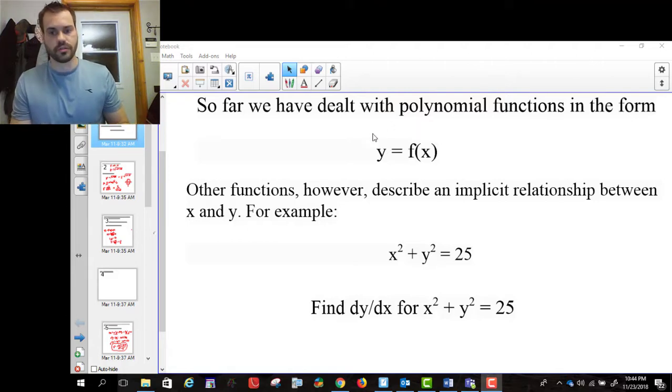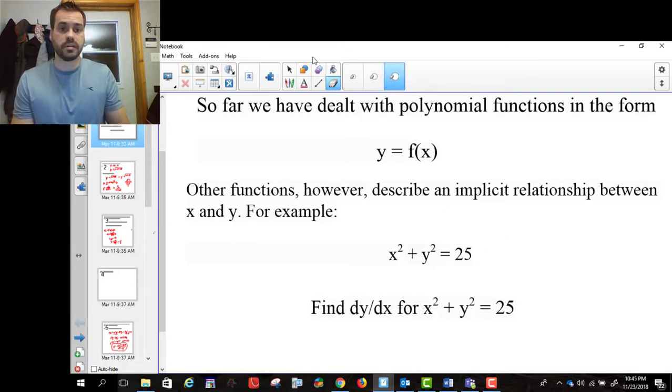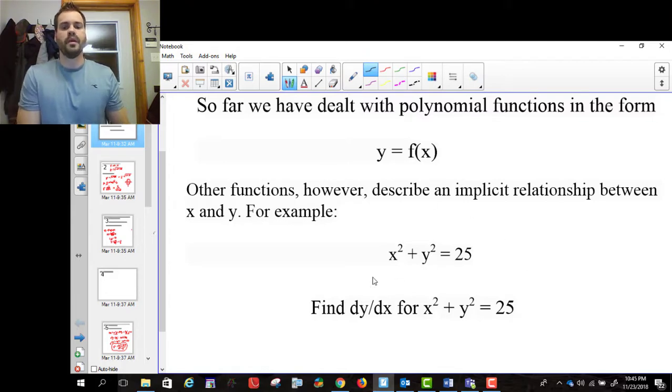So there is a relationship, but it's not a function. Because if you think about a circle, it looks like this. So it's not a function because it fails the vertical line test. So it's not a function, but it is a relationship, and it's called an implicit relationship because it's not explicit. In other words, it's not y equals. But what do I do to take the derivative of this?